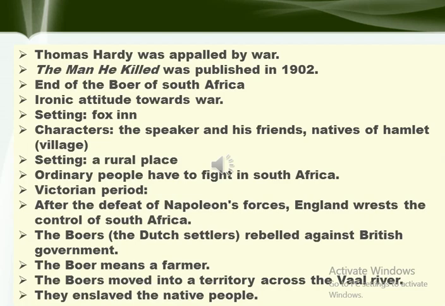And this date is very important for us to perceive the meaning of the poem fully. It is important because it is the end of the Boer War in South Africa. Many critics believe that this poem conveys an ironic message or attitude regarding war.